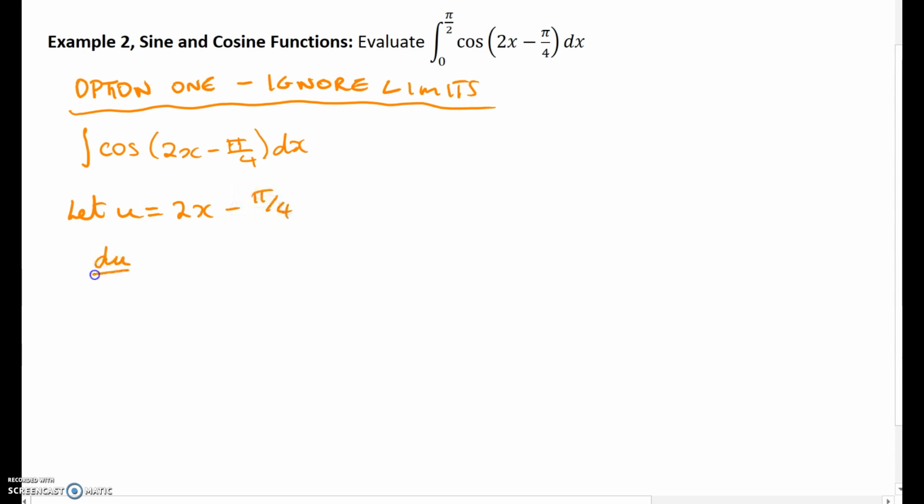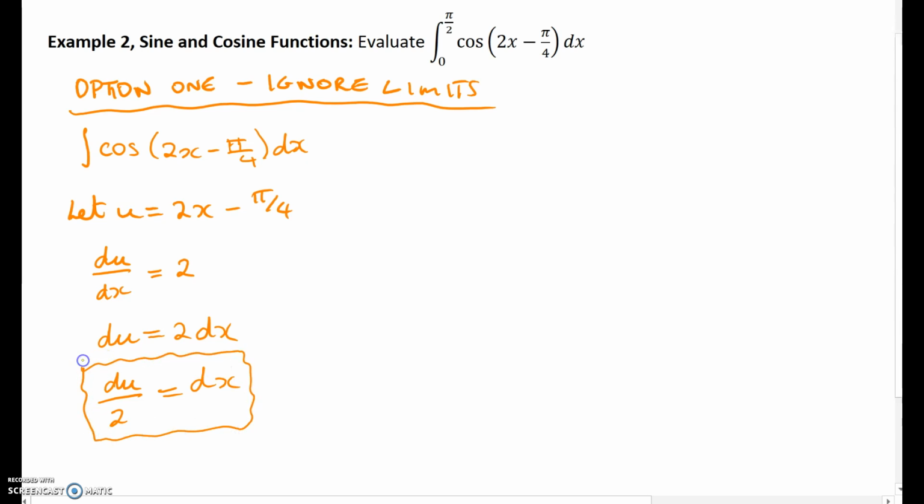Differentiate, and you get du dx is equal to 2. So du is equal to 2 dx, or du over 2 is equal to dx. So these are the important parts that we're going to carry forward to let us do the problem. Then this becomes the integral of cosine of u, with dx being du over 2.